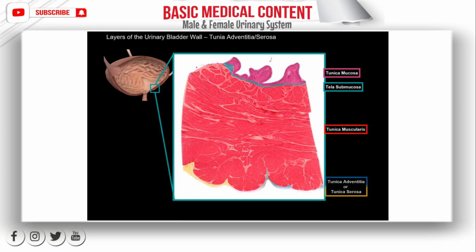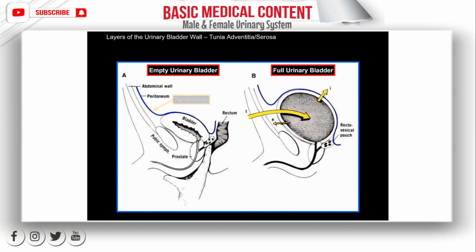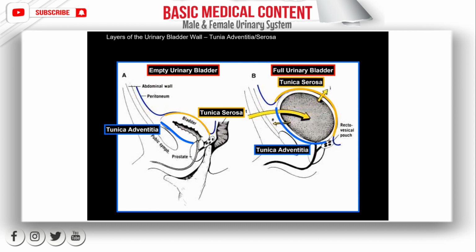The outermost layer is either going to be tunica serosa or tunica adventitia. Now what does that mean? Remember, here is the peritoneum, which forms a serous coat around the organs within the abdominal cavity. The surface that is not faced against the peritoneum is called tunica adventitia, which consists of dense fibrous connective tissue, while the surface that faces the peritoneum is called tunica serosa. And notice that when the urinary bladder is full, a larger portion of the urinary bladder is going to be covered by the tunica serosa.